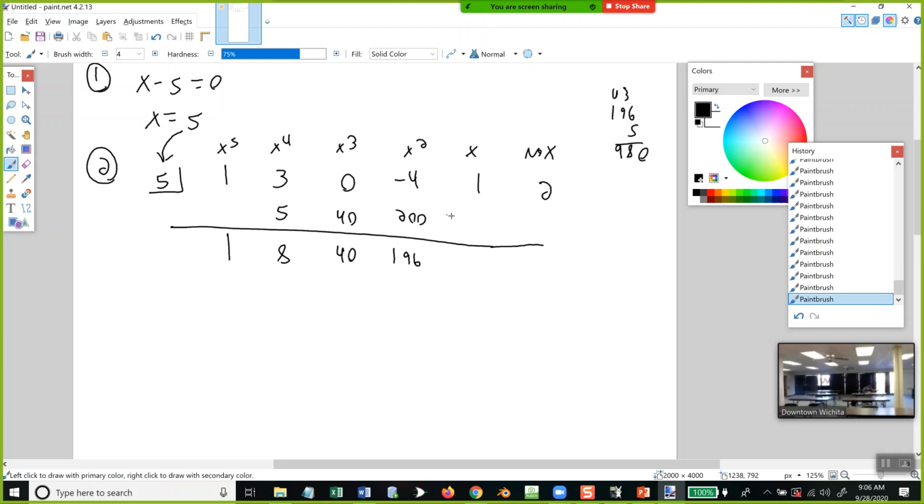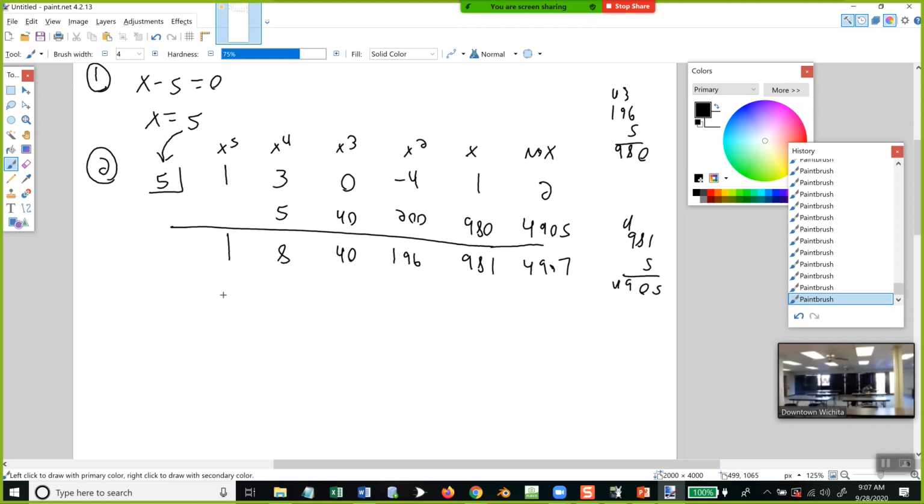Multiply. 5 times 196 is 980. Add. 1 plus 980 is 981. Multiply. 5 times 981 is 4905. Add. 2 plus 4905 is 4907. And we haven't got any more columns.